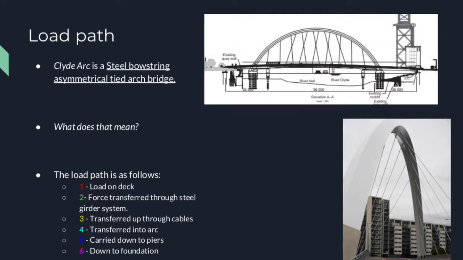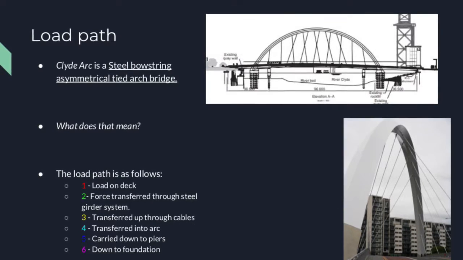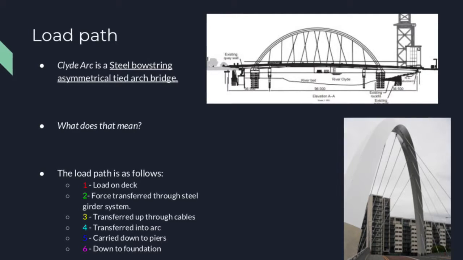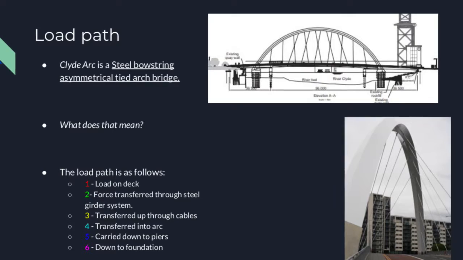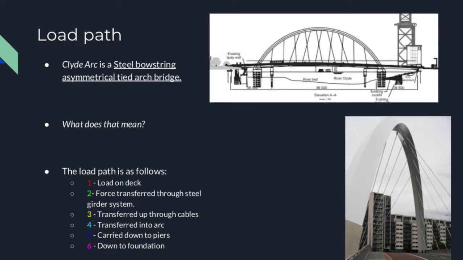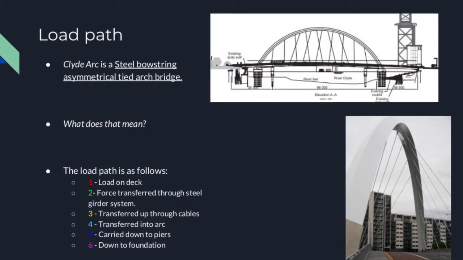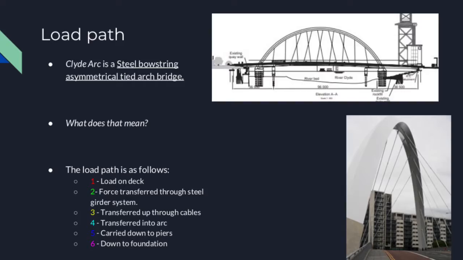Moving on to the load path, the Clyde Arc is a steel bowstring asymmetrical tied bridge. And so what that means for us is that the load path is as follows. First, the load starts on the deck. Then it's transferred through the steel girder system, then transferred up through the cables, into the arc, down to the piers, and eventually down to the foundation.